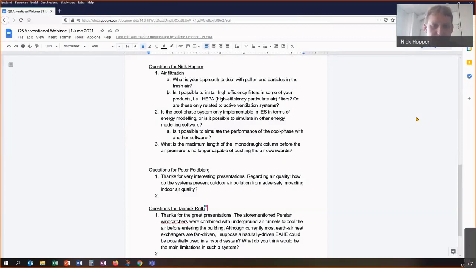Okay, thank you. And then about the wind catcher, what is the maximum length of the Monodraught column before the air pressure is no longer capable of pushing the air downwards? Do you have an idea of this?